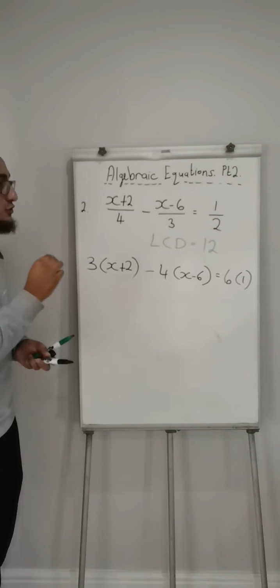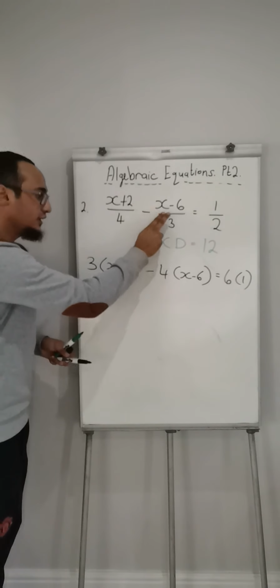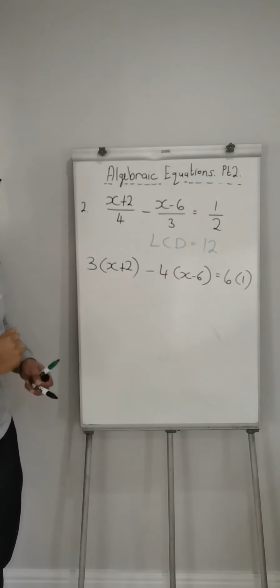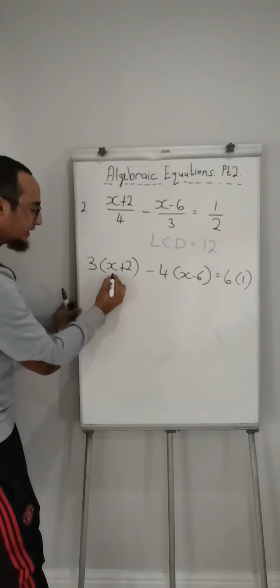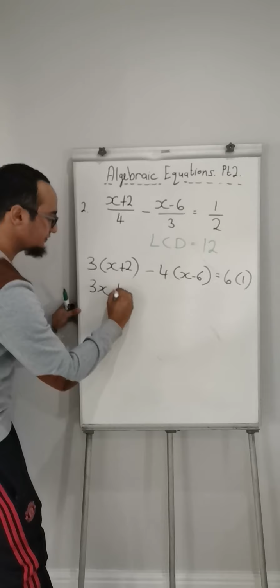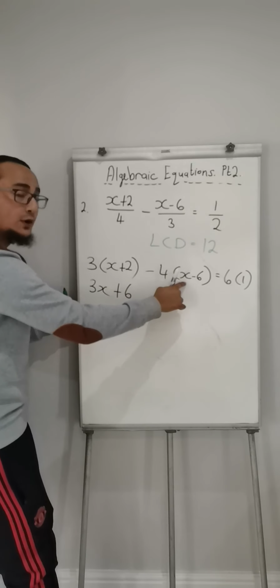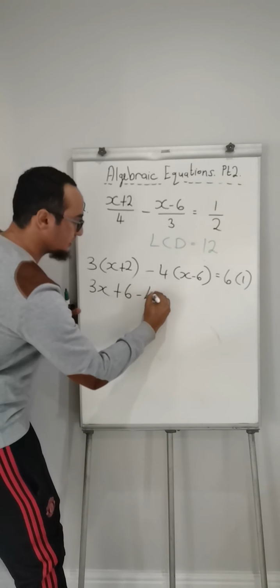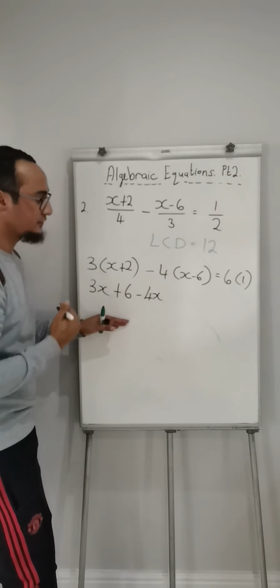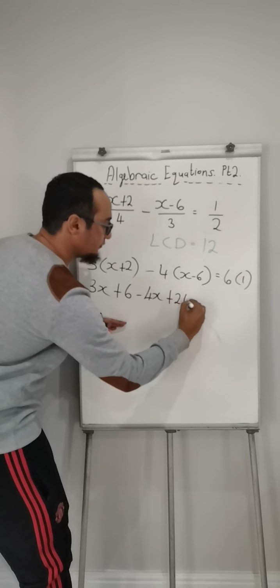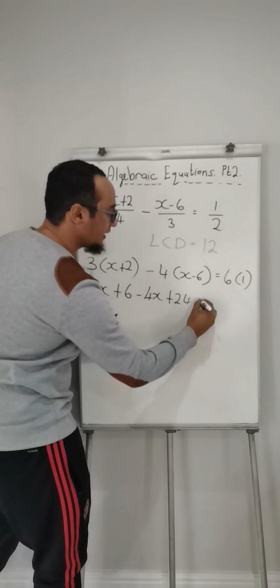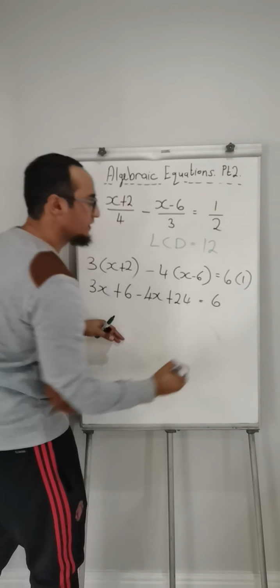So the first thing you need to do is convert your fraction into a linear form. And how do I do that? By looking at the LCD. Okay, 3 times x is 3x. 3 times 2 over there is positive 6. Negative 4 multiplied by x is negative 4x. And negative 4 multiplied by negative 6 is positive 24. Why positive? Because a negative times a negative is a positive. And the last one I have is 6 times 1 is equal to 6 over there.